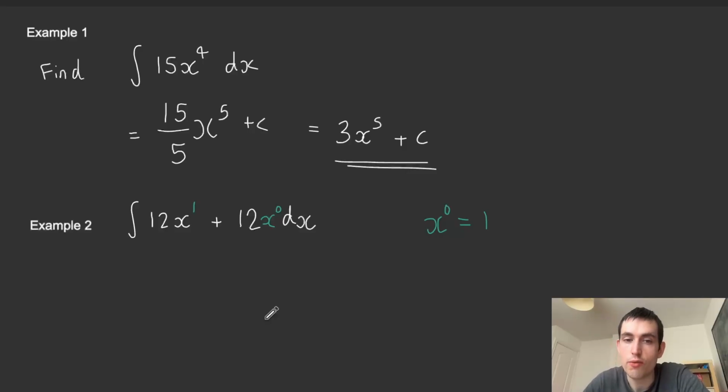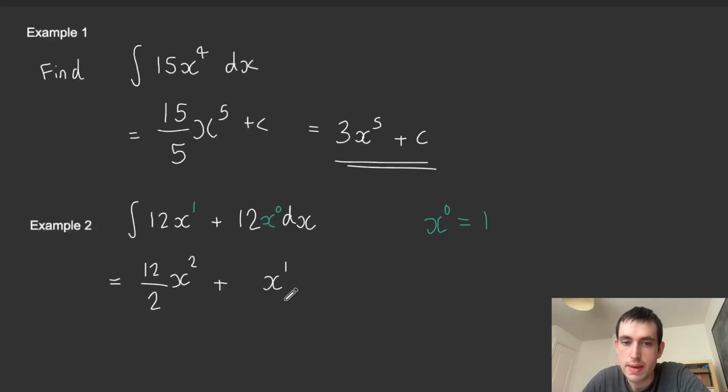However, it's obviously not written like that. We don't go around writing 12x to the power of 0 when it's 12. Now we've got it in this form, we follow the formula. Let's see, let's add 1 to the power to get x to the power of 2. And let's divide by the power of 2 with the 12 staying in place.